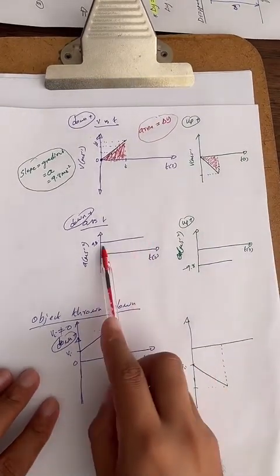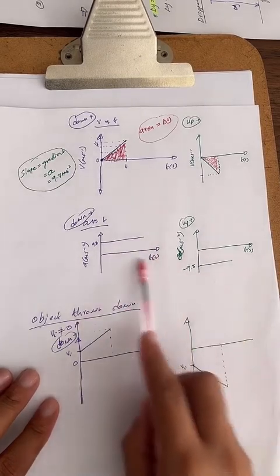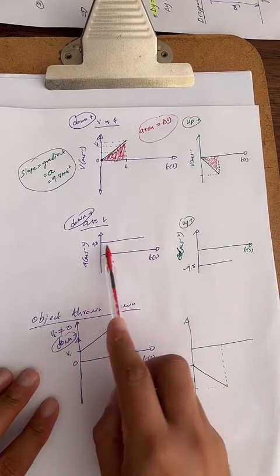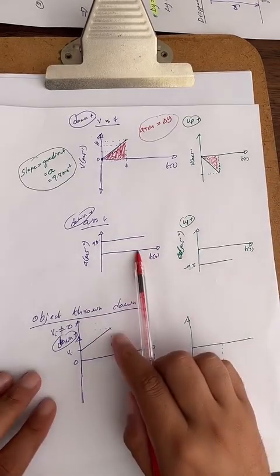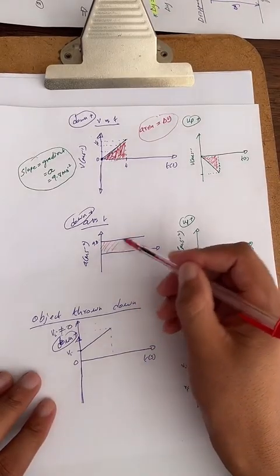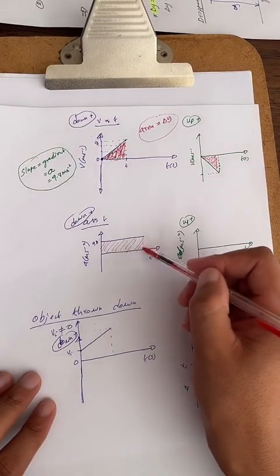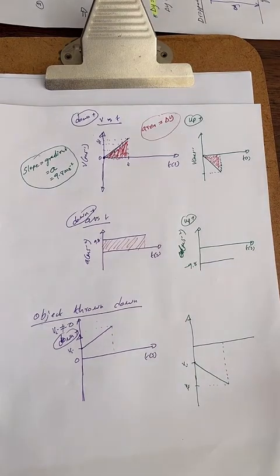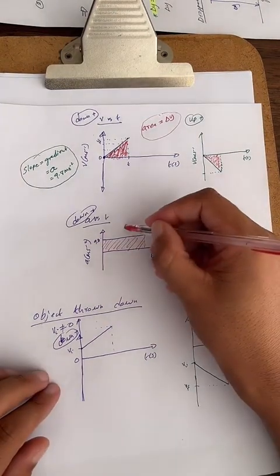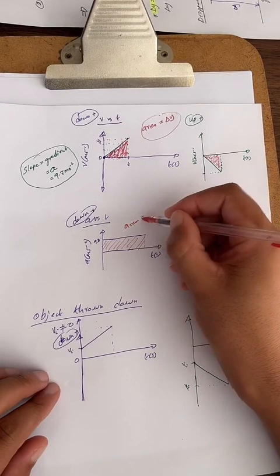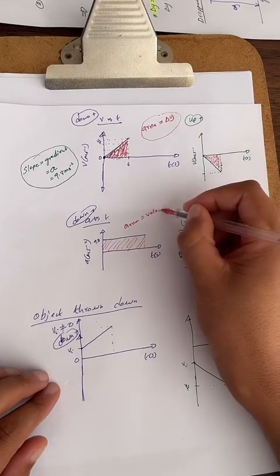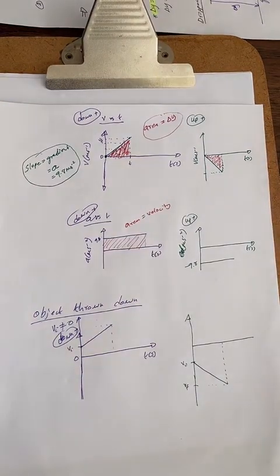The slope of this graph is 0 because this graph is not increasing or decreasing, the acceleration time graph. So the slope of this graph gives us nothing. But the area under this graph will always give us the velocity. So the area under this graph gives us velocity. The area under the acceleration time graph will give you velocity.